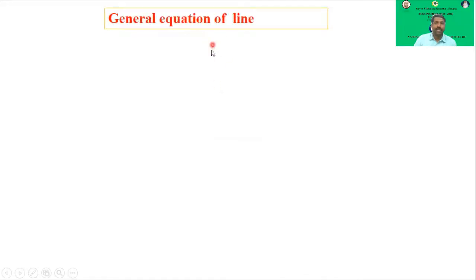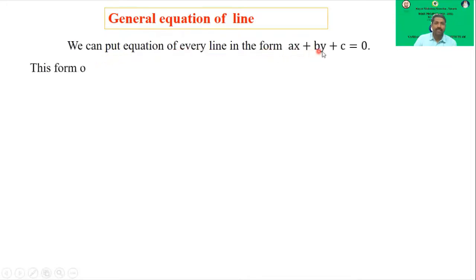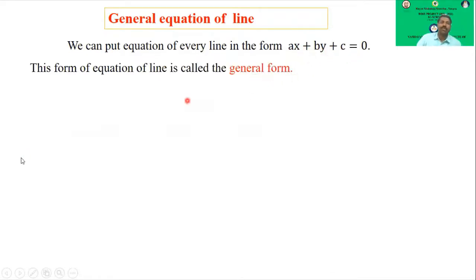So first, general equation of a line. We can put the equation of every line in the form ax plus by plus c is equal to 0. So every equation can be put in this form. This form of equation of a line is called general form. The general quadratic equation is of the form ax square plus bx plus c is equal to 0. Similarly, the general equation of a line is ax plus by plus c is equal to 0. So every equation of a line can be put in this form.